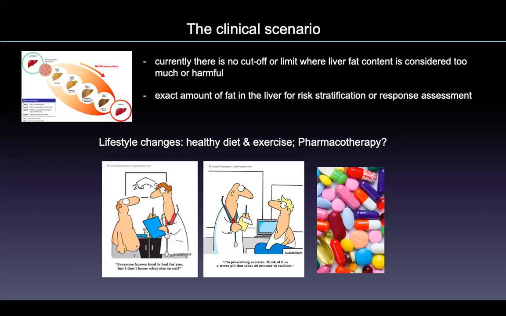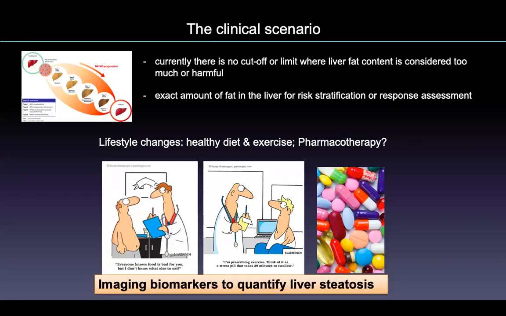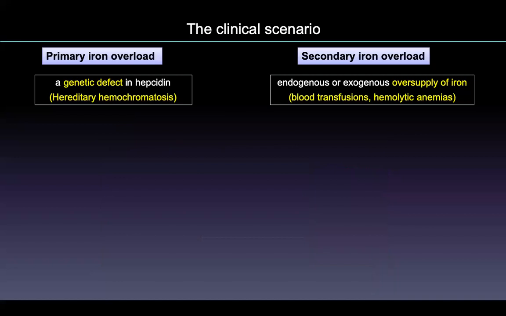And the European guidelines suggest lifestyle changes to all patients with NAFLD or NASH, including a healthy diet or exercise. But in patients with NASH and significant fibrosis, the use of pharmacotherapy could be advantageous. So there is a need for more precise quantitative methods to monitor this large number of patients with NAFLD or NASH, and in the scenario of research studies or clinical trials with these new drugs that are being developed for NASH. And what about iron?